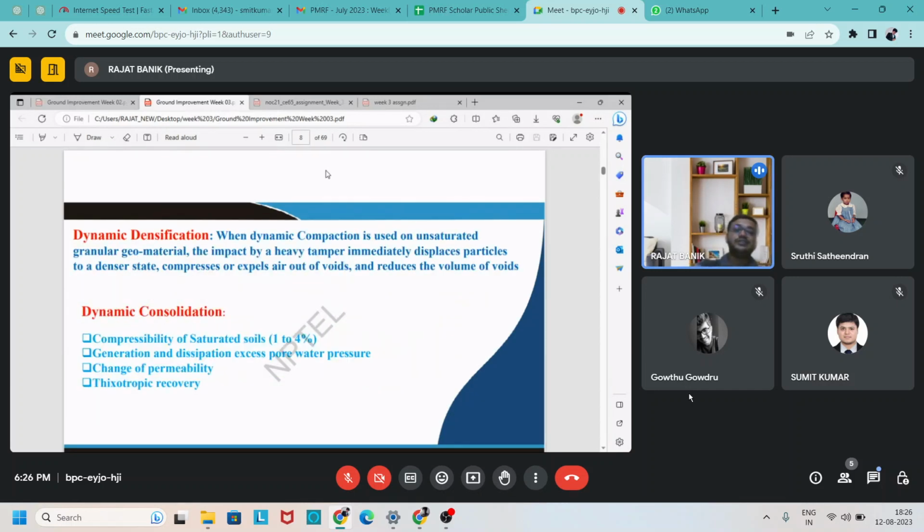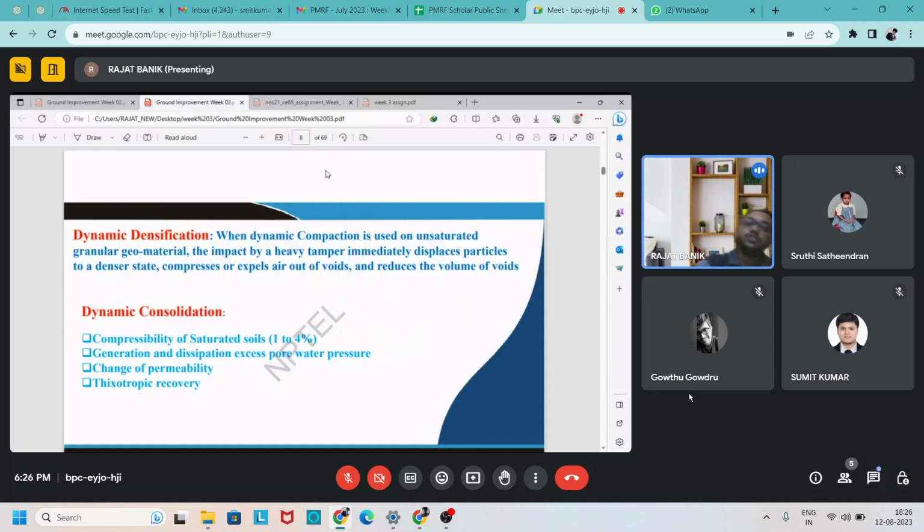Coming to the next slide, it is classified. Deep dynamic compaction is classified into two methods. One is dynamic densification. Another one is dynamic consolidation. Dynamic densification is applied for unsaturated granular soil. That means it is applied for dry cohesionless soil.